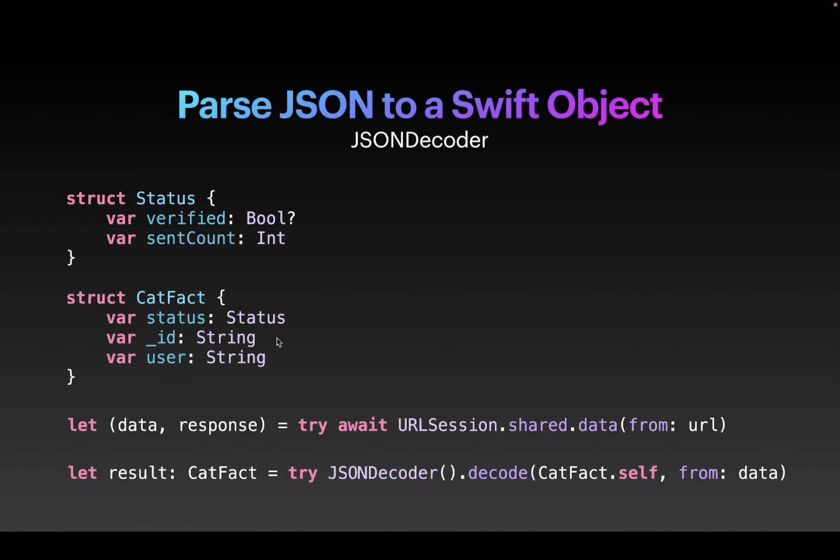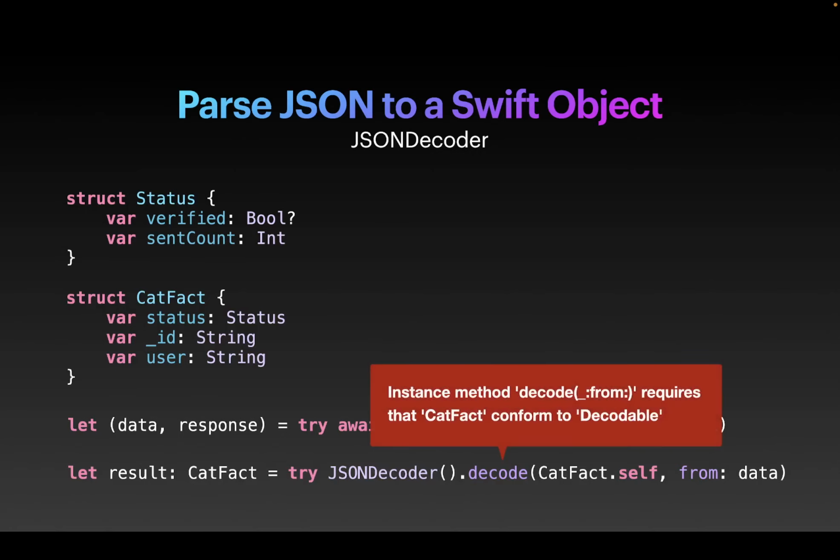And again, this decode function can throw, so you have to do some error checking with try. Is that clear? So far, so good. And you can see the result we get here. I did a type annotation here: it's cat_fact, an instance of the cat_fact struct. Now the thing is, it won't work. The compiler is going to give you an error.